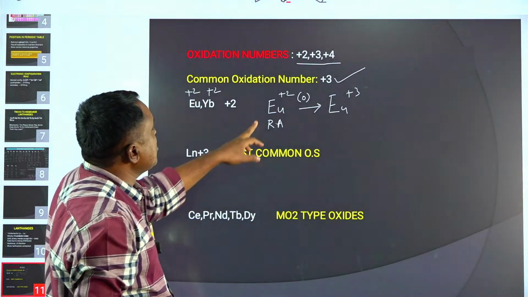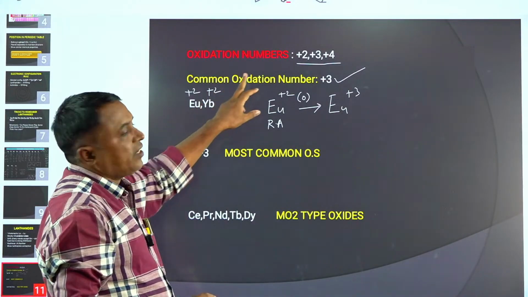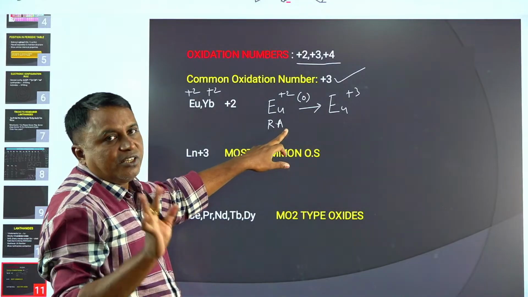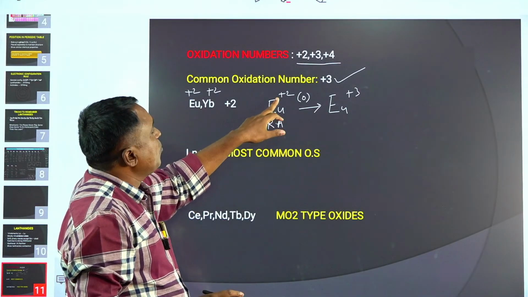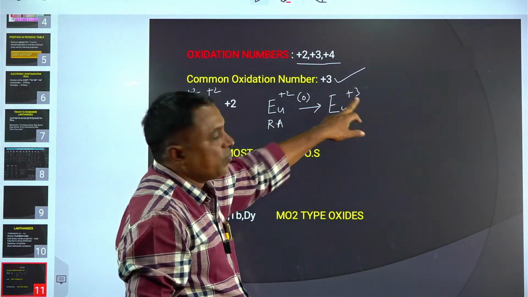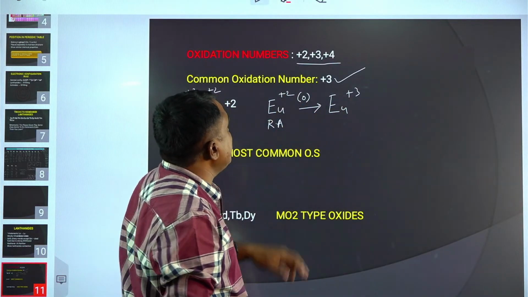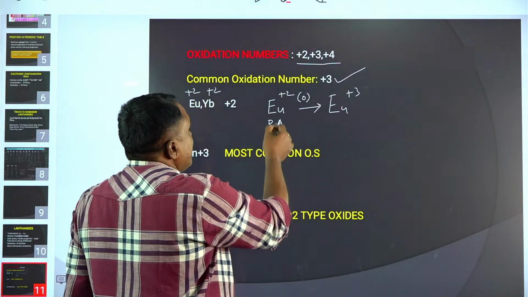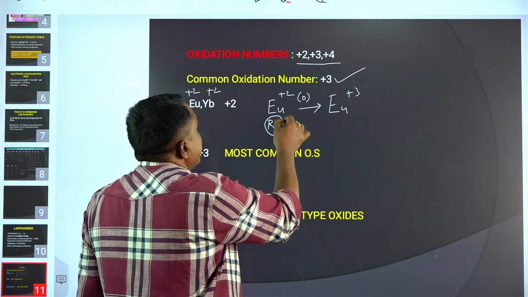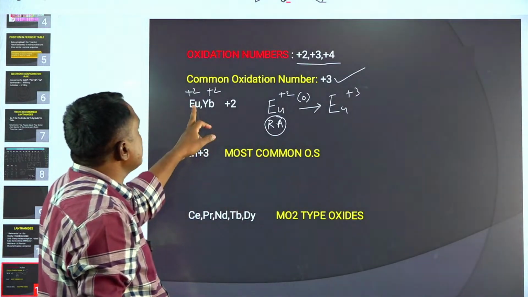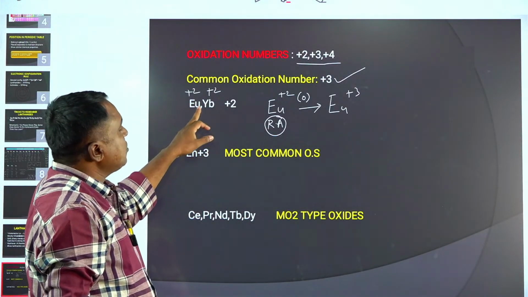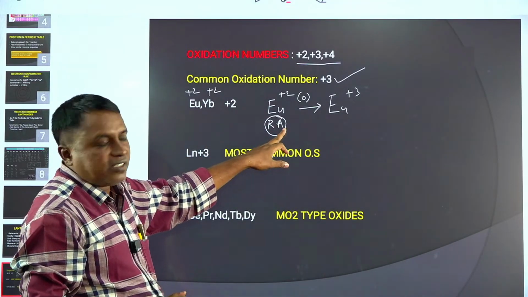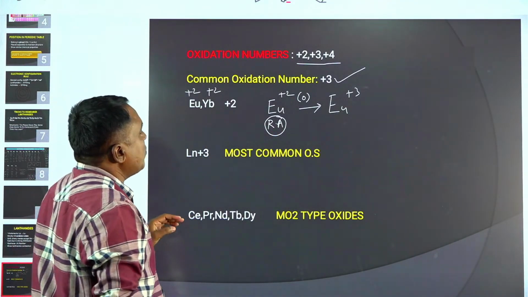Therefore in the +2 state, lanthanide elements act as reducing agents, because +2 is changing into +3. This is called oxidation. Therefore itself acting as what? This is a reducing agent. Therefore in +2 oxidation states, lanthanide elements perform as reducing agents. And this is the common oxidation state.